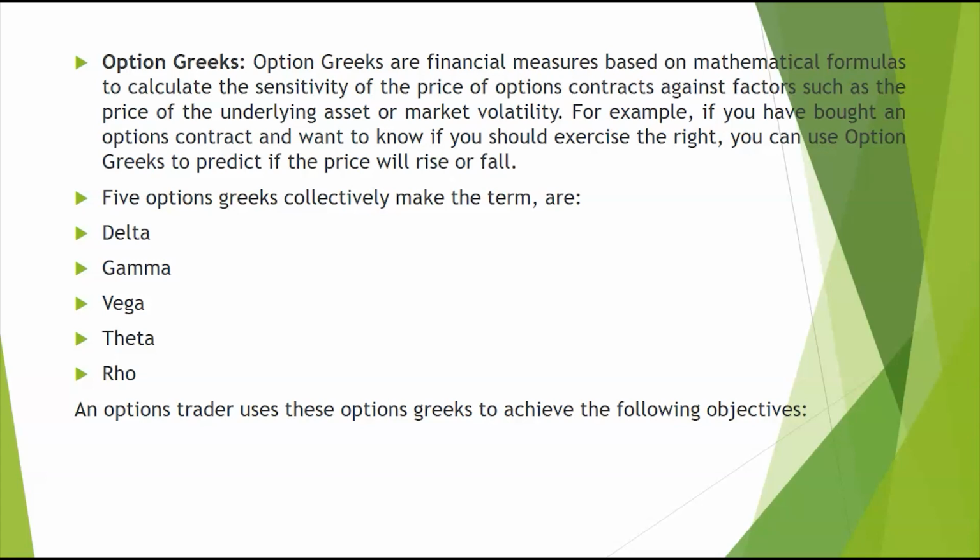Option Greeks. Option Greeks are financial measures based on mathematical formulas to calculate the sensitivity of the price of an options contract against factors such as the price of the underlying asset or market volatility. For example, if you have bought an options contract and want to know if you should exercise the right or not, you can use option Greeks to predict if the prices will rise or fall.